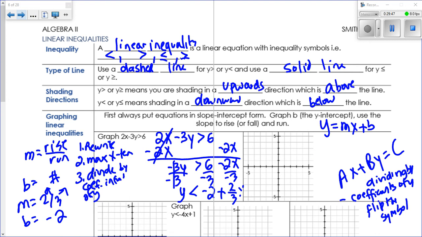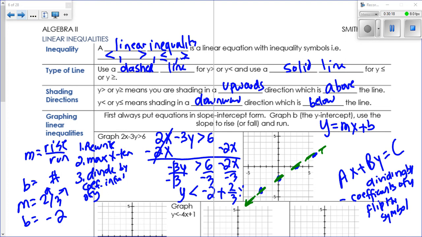This is a dashed line, so that's why you use the pencil, please. Use the pencil so you don't make mistakes like I did. I often make mistakes, probably on purpose. So this is a dashed line, so that means it looks like this, to recognize that none of these points actually fall in the solution of this equation.